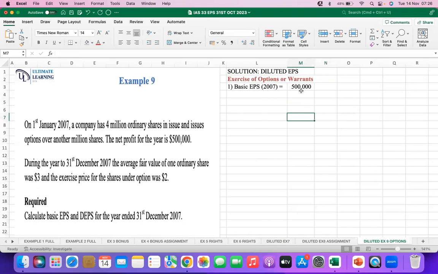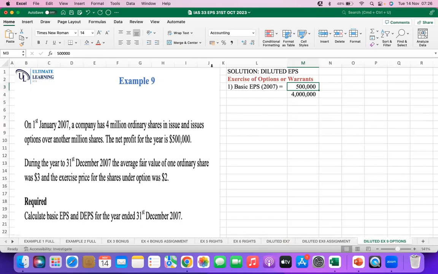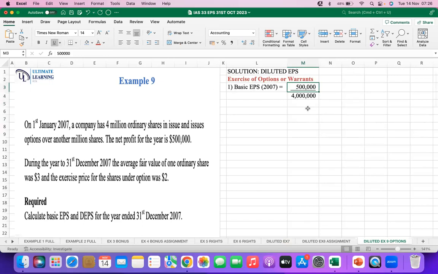I divide by the number of ordinary shares. When looking at basic, remember, you don't account for options and warrants. So the number of ordinary shares is 4 million. In this case, we'll be in a position to get the basic EPS, which is fairly straightforward. And this should be easy marks. So it's $0.12 per share. That is the basic EPS.